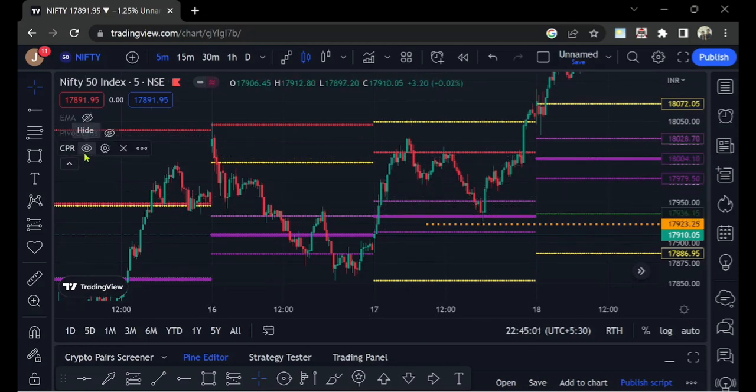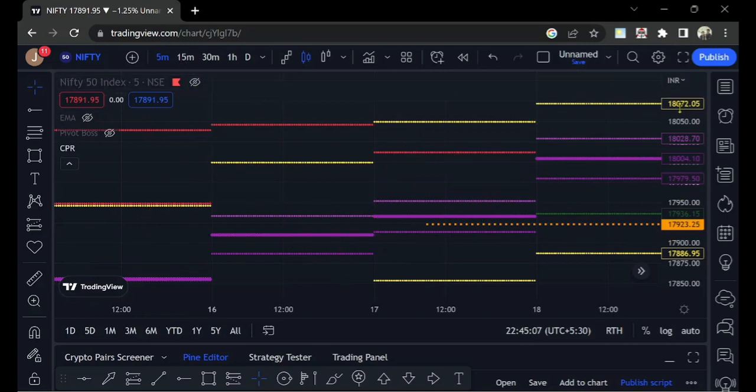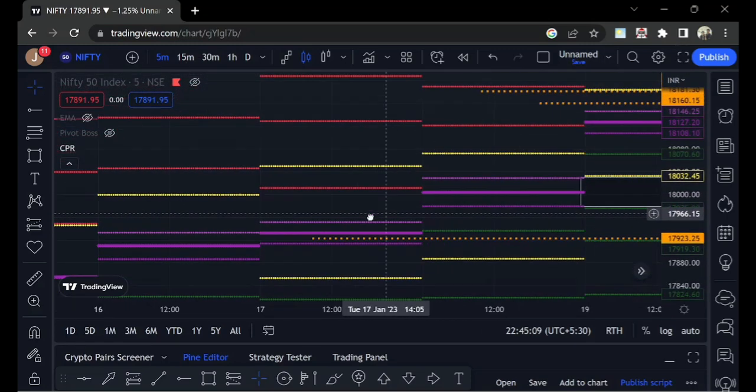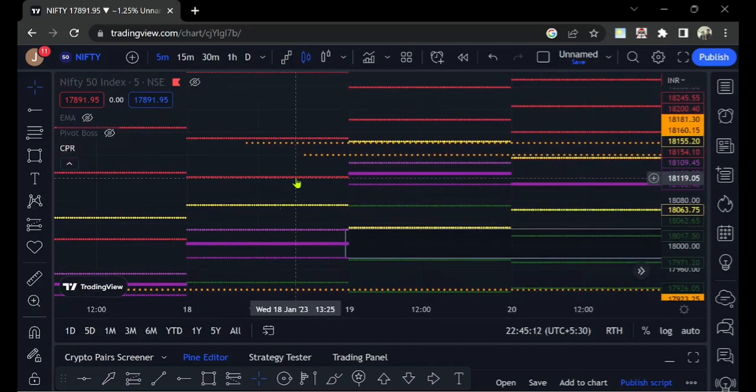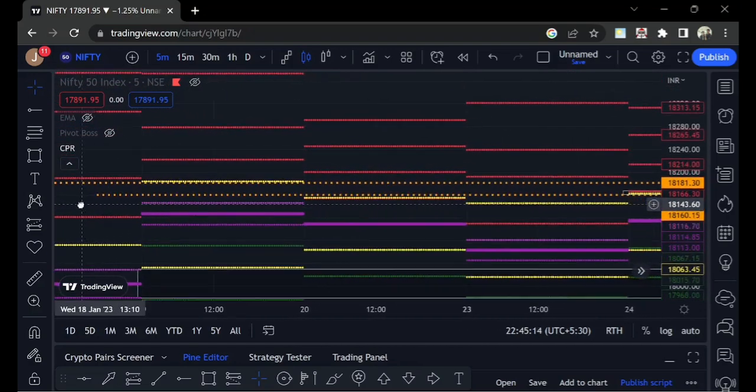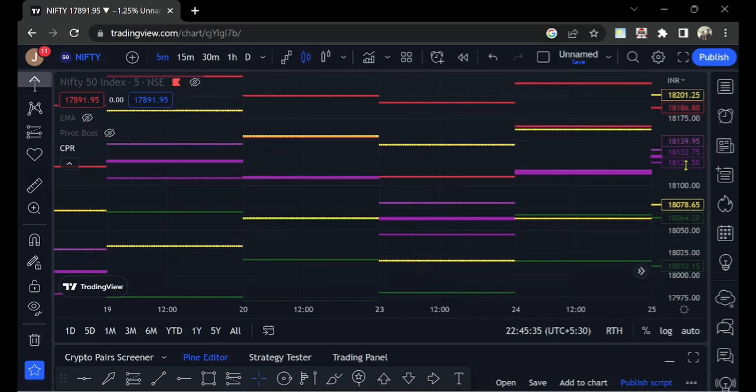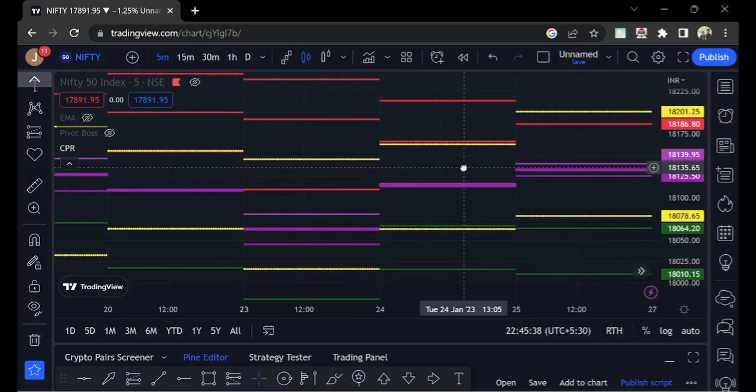In this video, I'm simply telling you how we can apply the CPR to the trading terminal. I think I have clearly explained how we can apply these lines. Once again, let me remind you of the points I taught you about CPR. First, I told you how to apply the CPR. Just go to the indicator section, search for CPR, and apply any CPR. I am using two CPRs, Pivot Boss and CPR, and I told you why I am using these two.